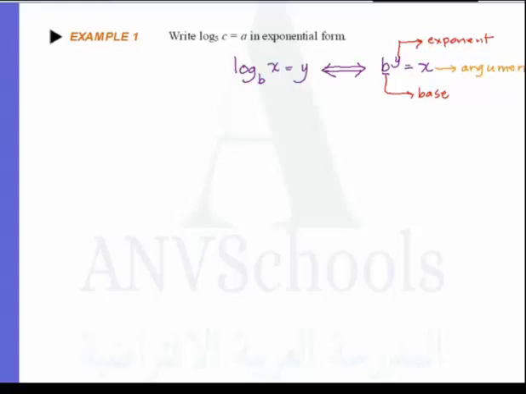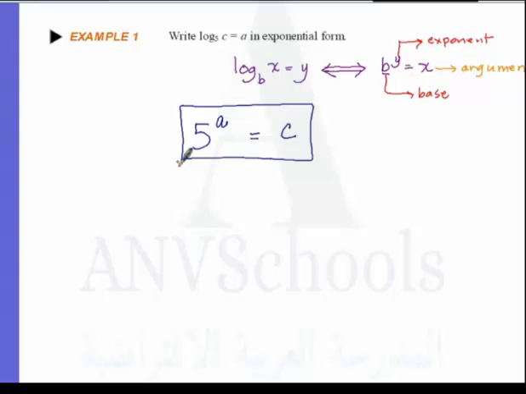Now in our example, we are to write the log of base 5 of the argument c to the exponent a. Taking all those things into consideration, we have the base 5, so we write base 5 here, and our exponent is a, and this is equal to the argument c. So this is how you write the log expression in exponential form, okay?